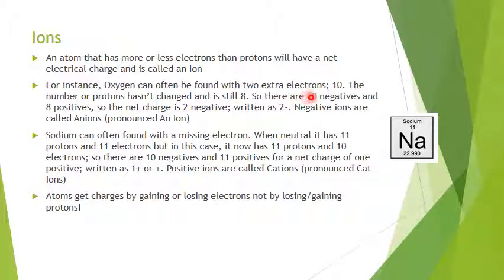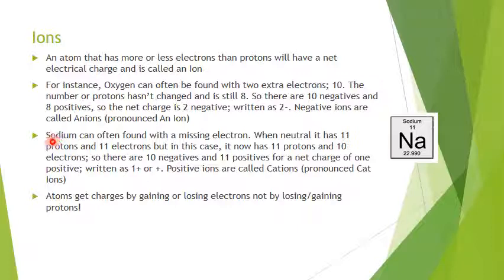So in this case, it has 10 negatives and 8 positives, so it has a net charge of 2 negative. We would write that as 2 minus. So we'd write O2 minus, with the 2 minus up in the right-hand corner as a superscript. Negative ions are called anions. It looks like anions, but it's anion.